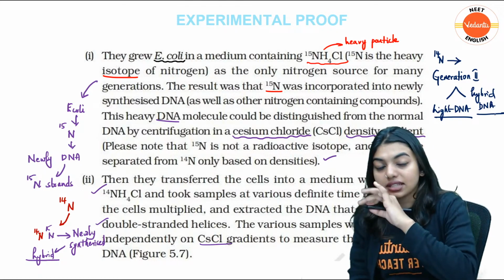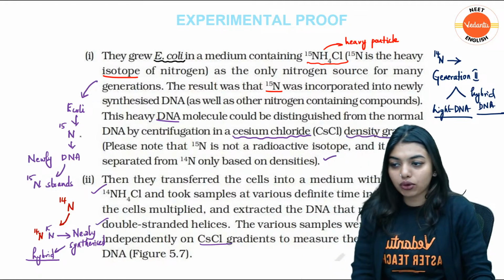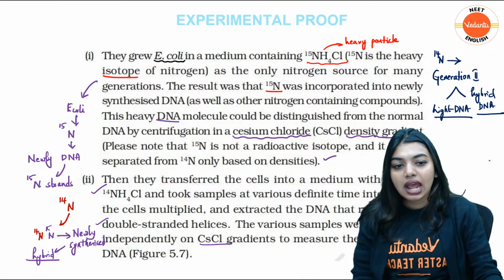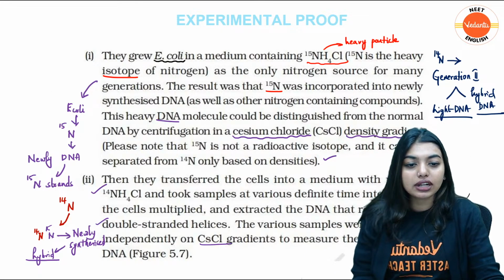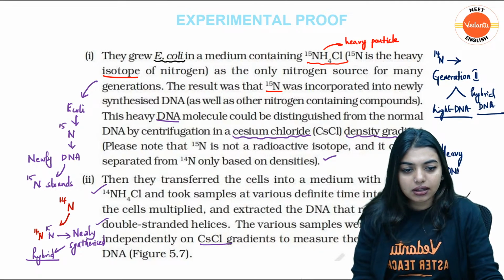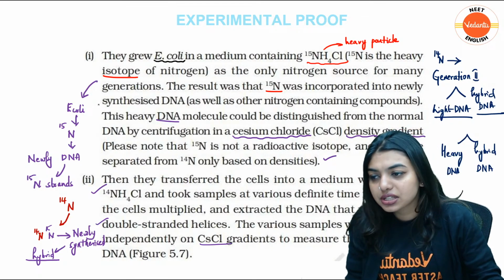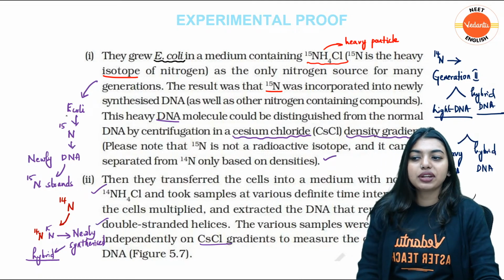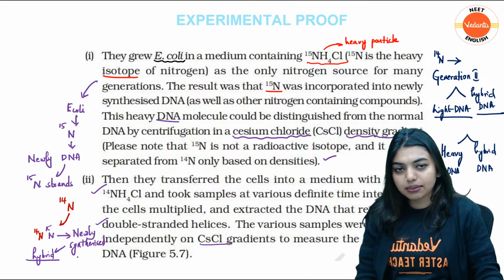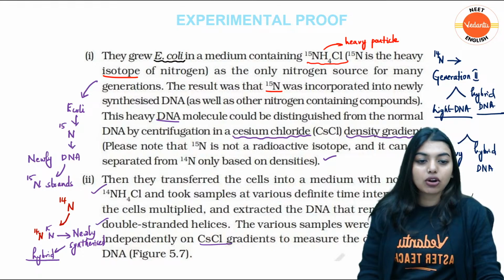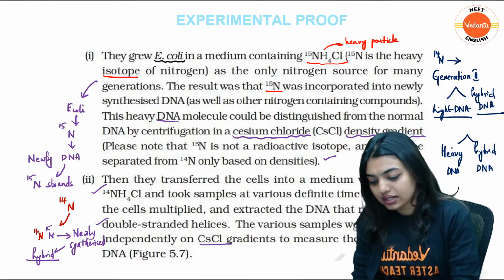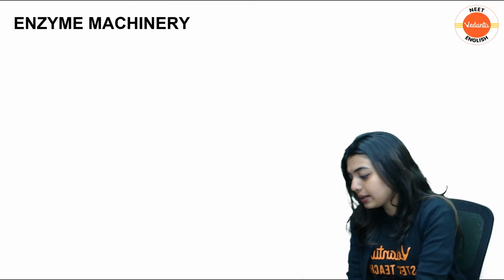Now if they reverse, that means instead of N15, if they had used N14, at the last situation you would have got heavy DNA with hybrid DNA. Simple. If this was reversed, instead of N15, if N14 was used and the same thing was continued, here we would have got one heavy DNA and hybrid DNA. Simple. That's all, students. Easy.